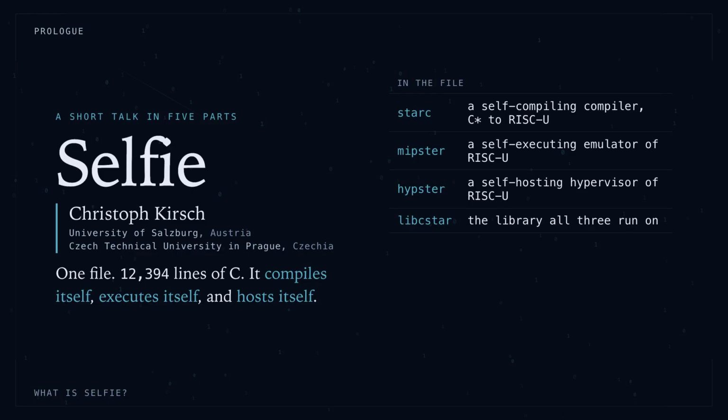*C, a compiler that compiles its own source. Mipster, an emulator that executes its own machine code. Hipster, a hypervisor whose virtual machines can run the hypervisor. And the little library, all three of them run on.